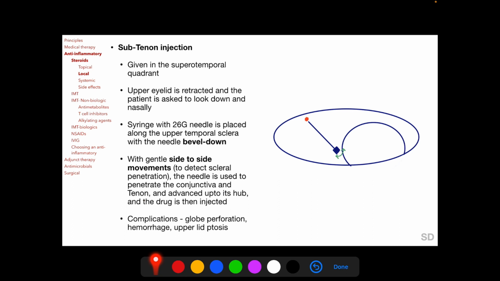This side-to-side movement is very important because if the sclera is engaged with the needle, the globe will start to move with this side-to-side movement. And the main complication to worry about during posterior sub-Tenon injection is globe perforation. Other complications which can occur are subconjunctival and retrobulbar hemorrhage and upper lid ptosis.